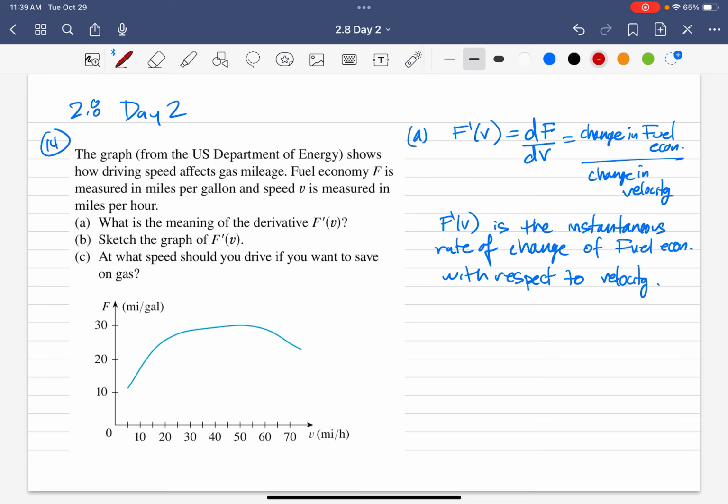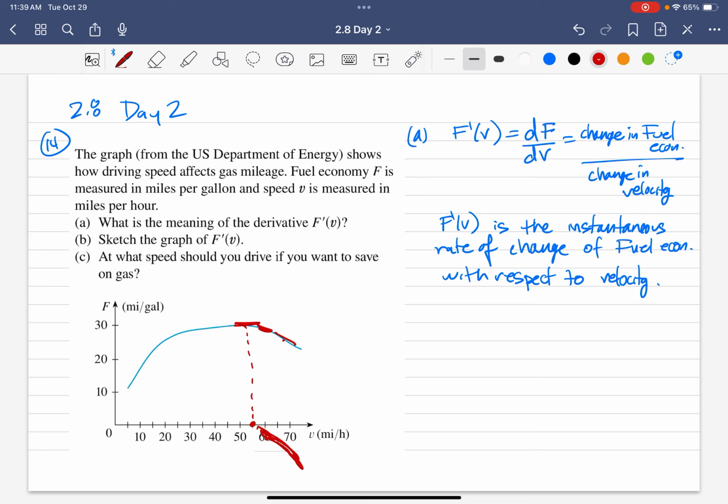Sketch a graph. It looks like if we're going for a horizontal tangent line, maybe it's about here at 55. Then if I go a little bit to the right, it looks like it's a little negative. And then here it's a little more negative, a little more negative. So in other words, what that's really saying is that our change is a little negative, a little more negative, a little more negative.